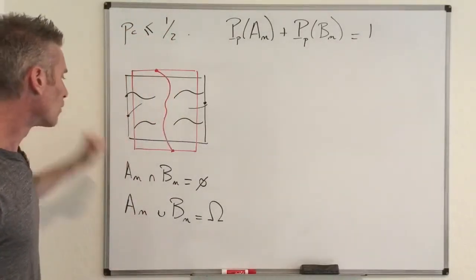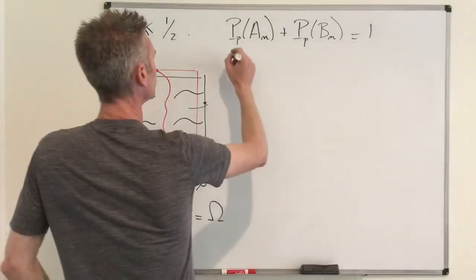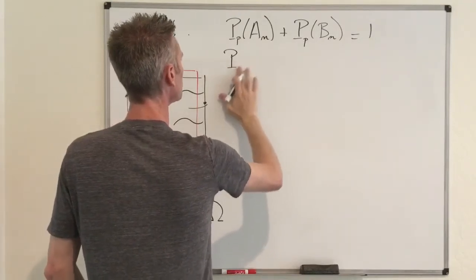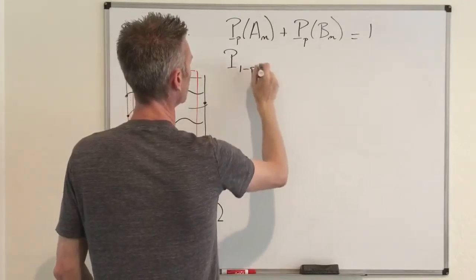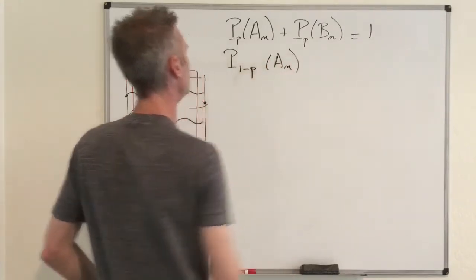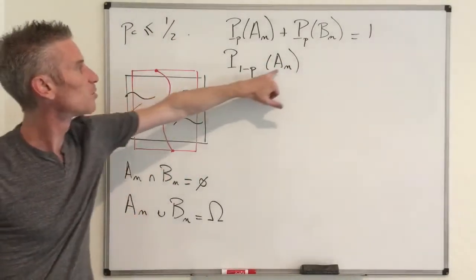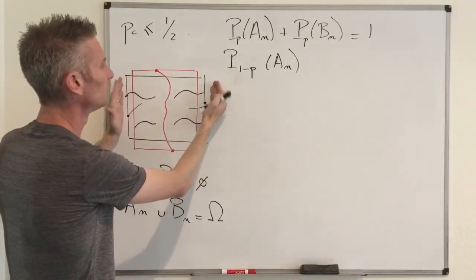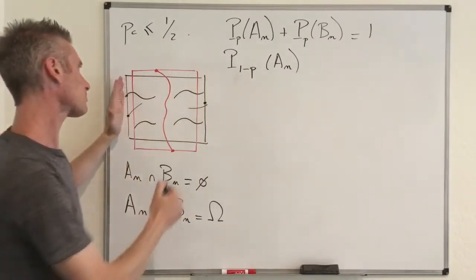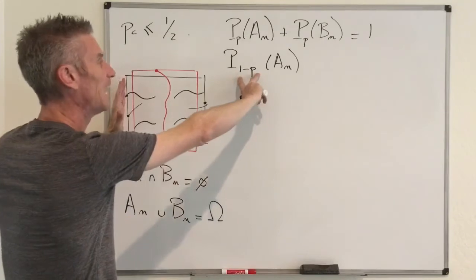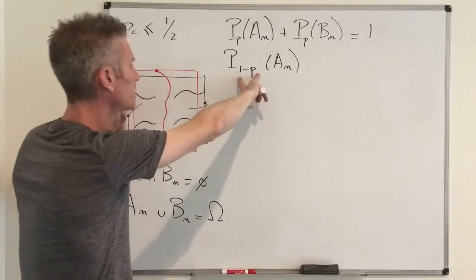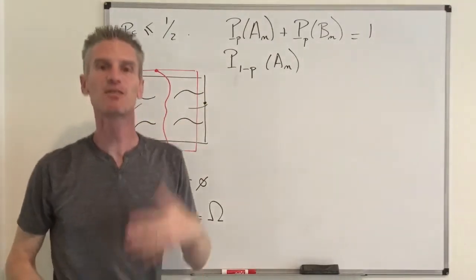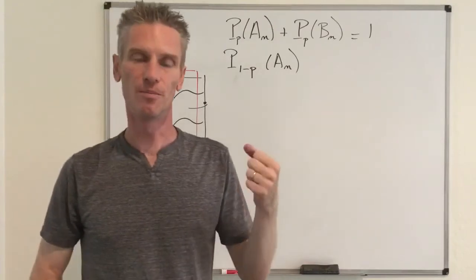Now, another thing we can say is to look at the probability, but this time the parameter is going to be 1 minus p, of An. So what can we say about this probability? So now we are looking at the probability that we can indeed go from left to right using an open path. But now we assume that edges are open with probability 1 minus p. So now it turns out that if edges are open with probability 1 minus p, this also means that they are closed with probability p.